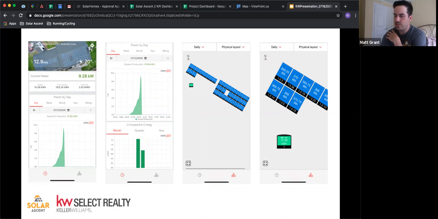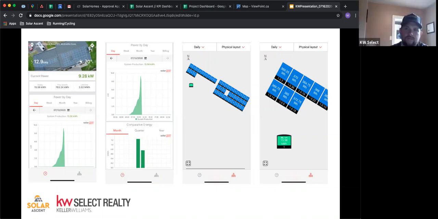It was only installed back in May, so it's had 2 months of production, and it's a big system, 13 kilowatts. They've already produced 2 megawatt hours, so 2,000 kilowatt hours of production so far. Just crazy. They'll produce almost 100 kilowatt hours a day on a nice day.